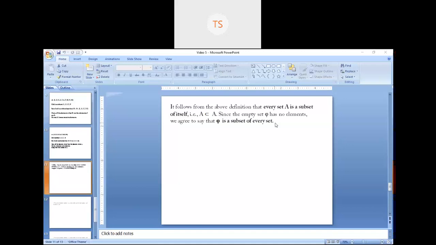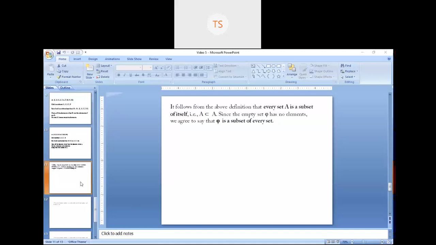So always remember these 2 points, that a set has two obvious subsets. First one is the set itself and second is the empty set. Okay, so every set is a subset of itself as well as the empty set is a subset of every set. Okay.